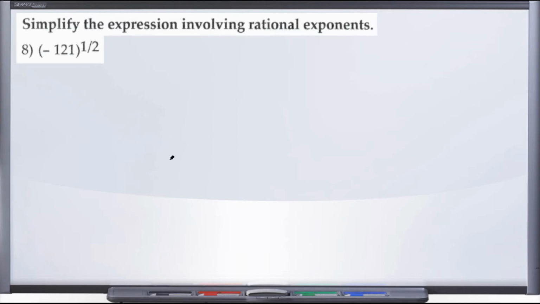All right, number 8, last in this section, we have simplified the expression involving rational exponents, and we've been given negative 121 to the 1/2 power. And we know that when we're given our expression in exponential form, let's go ahead and rewrite this expression in radical form. So we have our base, negative 121, will be under the radical.